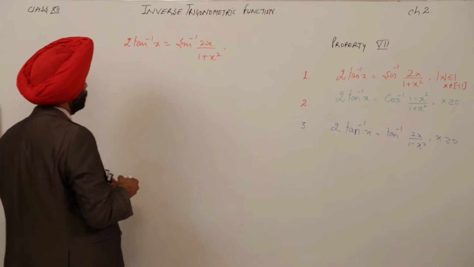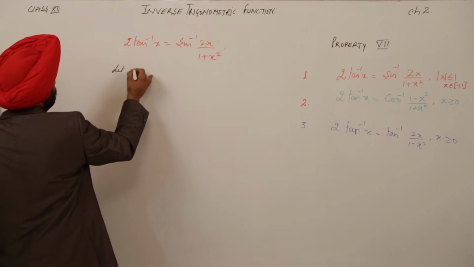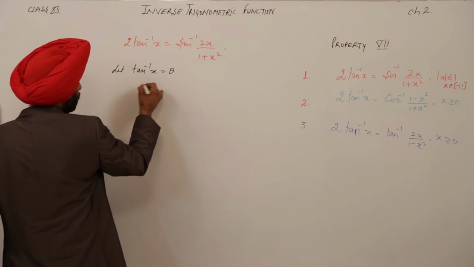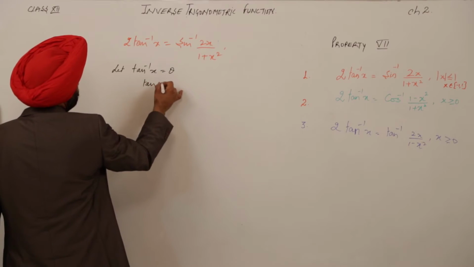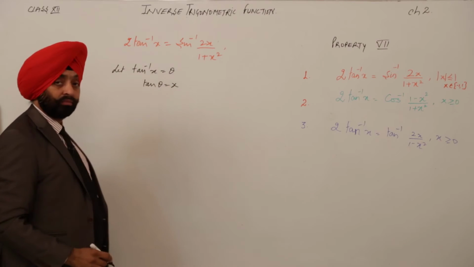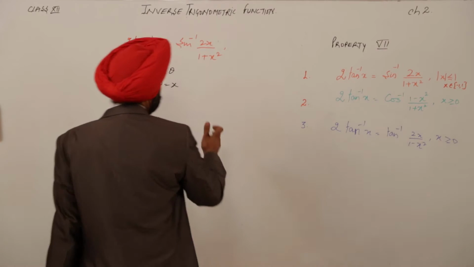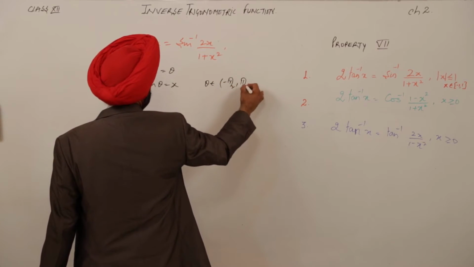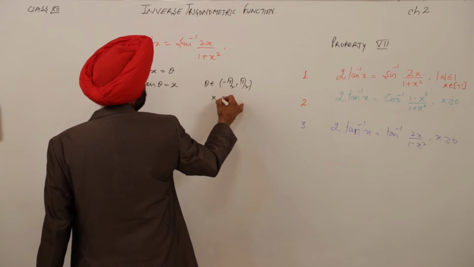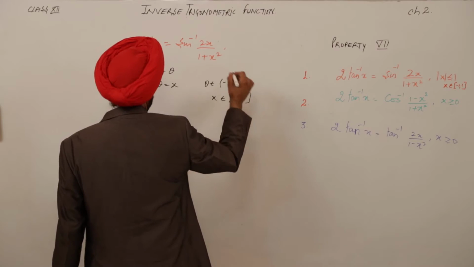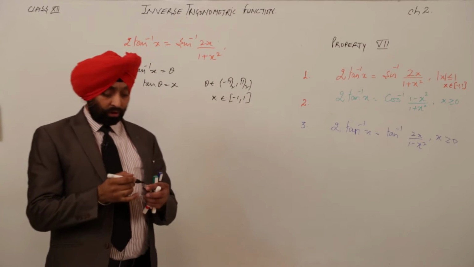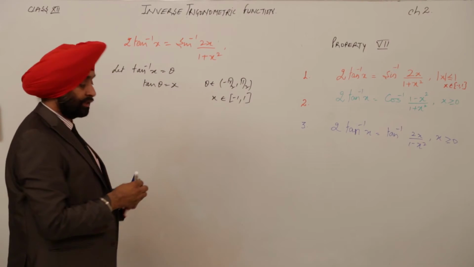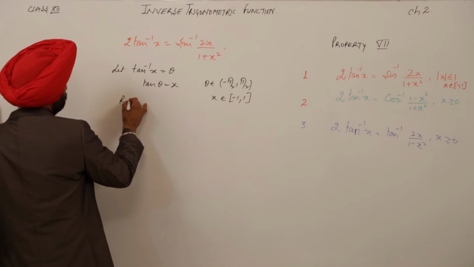Now, here let tan inverse x be equal to theta, and by the definition we get tan theta is equal to x, where theta belongs to minus pi by 2 to pi by 2 and x belongs to minus 1 to 1. So, using these, on the right hand side, in place of x we are going to put tan theta. So, right hand side.